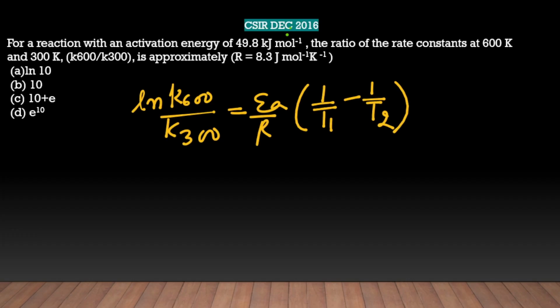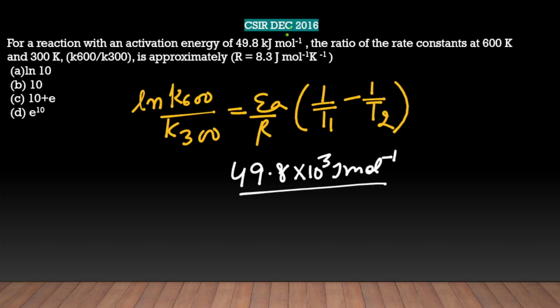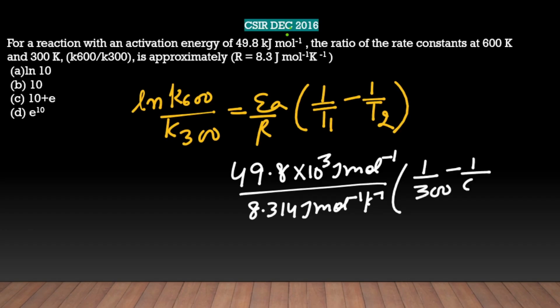Activation energy is given to us as 49.8. Now this is kilo, so 10 raised to the power of 3 joules per mole, upon the R value, which is 8.314 joule per mole per Kelvin, into 1 by temperature, which is 300, minus 1 by T2, which is 600 kelvin. So this is equal to natural log of k at 600 upon k at 300. Right. So just solve these values.